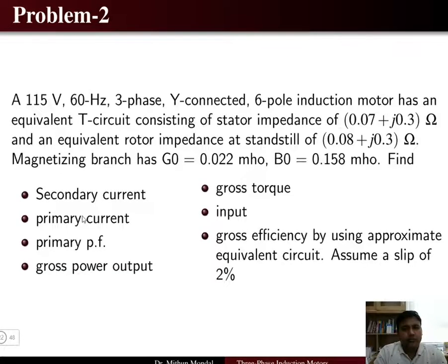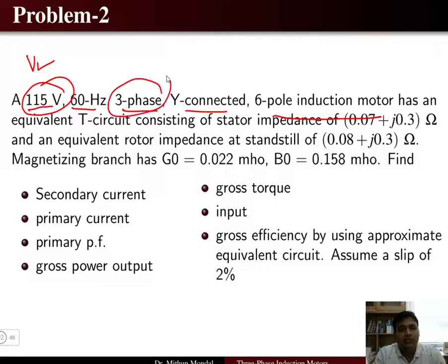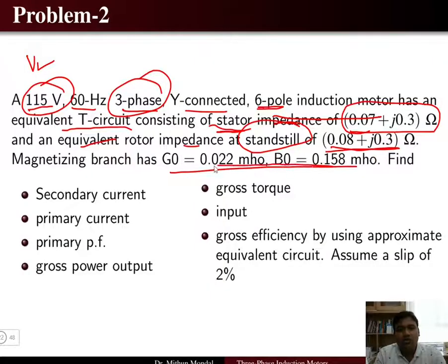Second problem: we have a 115 volt, 60 hertz, 3-phase, star connected, 6-pole induction motor. So again 115 volt is the line voltage of the 3-phase induction motor. Here we have a 6-pole induction motor represented in the T circuit consisting of the stator impedance given, 0.07 plus j0.3, which is the stator part impedance, and an equivalent rotor impedance at the standstill condition, when the rotor is not rotating. This is the equivalent impedance of the rotor. And the magnetizing part G0 and B0 is also given.